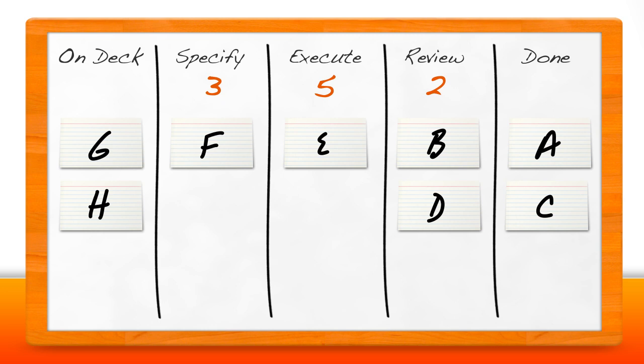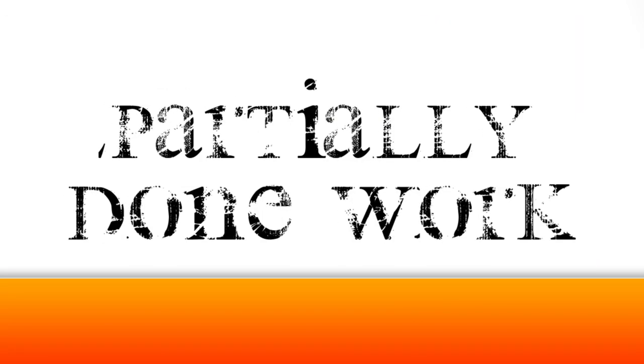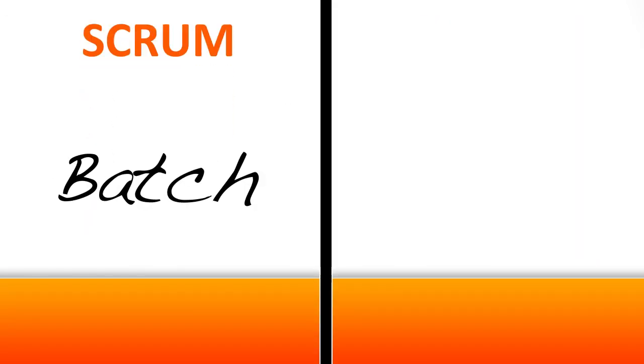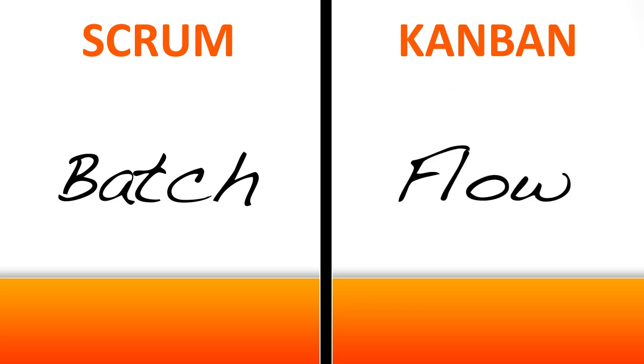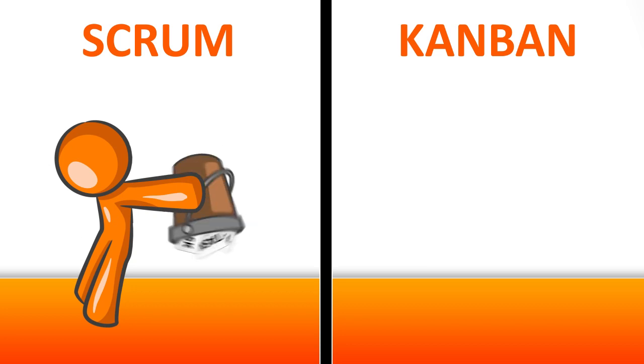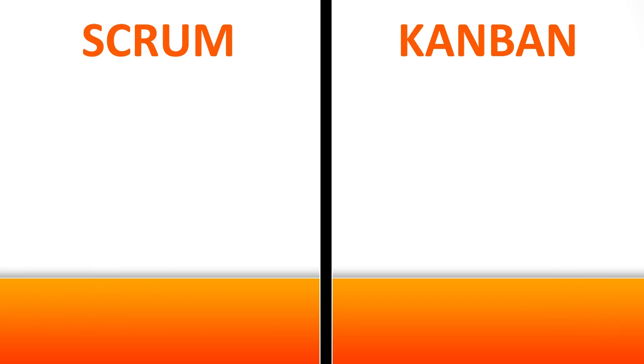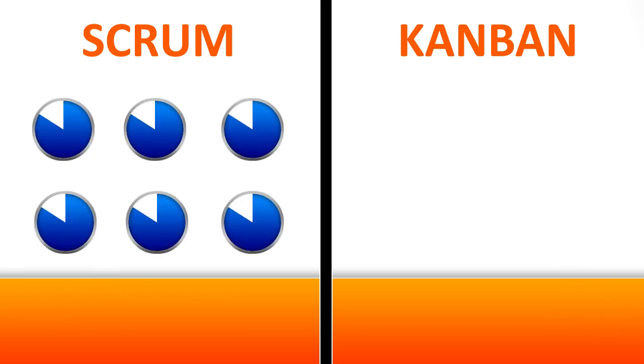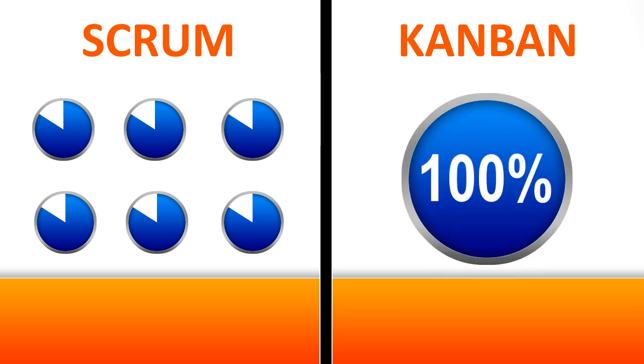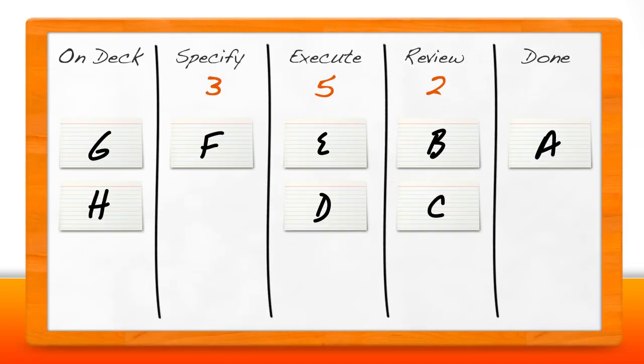This brings us to our last inefficiency, partially done work. Scrum values getting a batch of tasks done, while Kanban values the flow of completed individual tasks. Think of it this way, Scrum delivers features one bucket at a time, while Kanban delivers features in a steady stream. Because of this, a Scrum board may have several partially done tasks in progress at any one time. Kanban takes care of this problem by focusing on getting a task 100% done instead of a bunch of tasks 80% done. Now let's go back to the Kanban board to illustrate this.